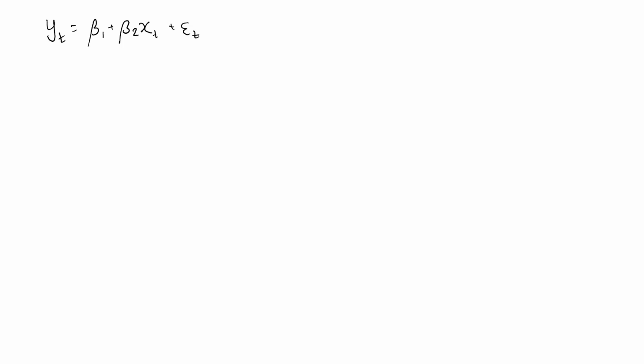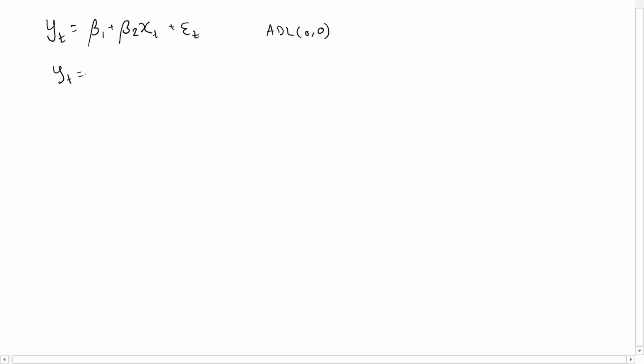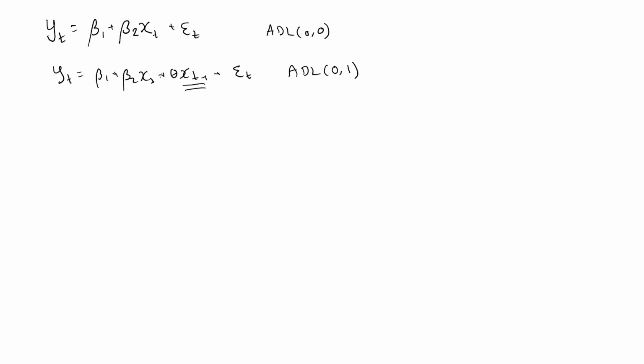I don't have any lagged dependent variables and I don't have any lagged explanatory variables. We can also call this an ADL(0, 0) because we have none of the lagged variables. If I add one lag on the explanatory variable, I can write the model like this: theta x_{t-1} plus epsilon_t. So now I have a lagged explanatory variable, and then we call the model ADL(0, 1). If I add a third term, theta_2 x_{t-2}, it becomes an ADL(0, 2), and so on.